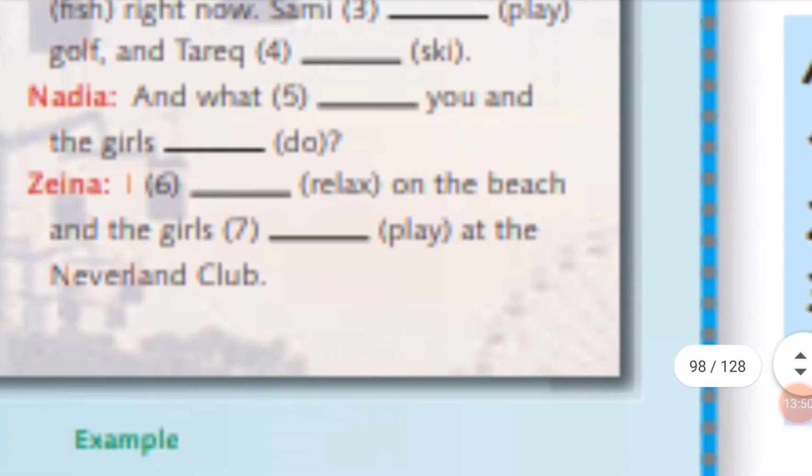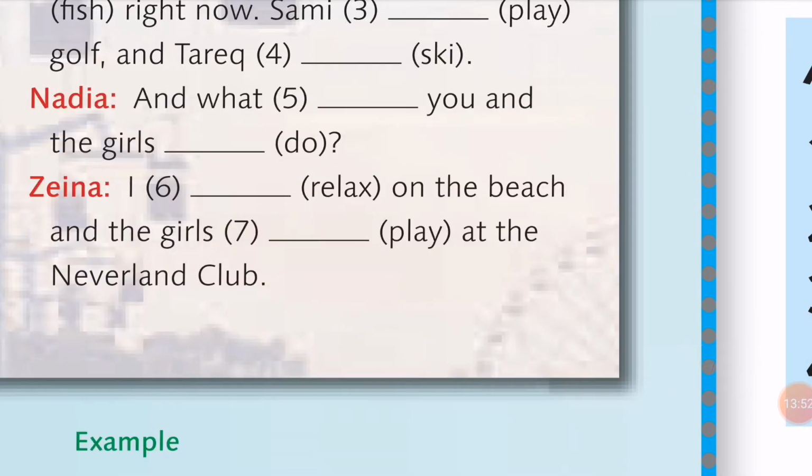Zena, I relax on the beach and the girls blank play at the Neverland Club. I hear the sentence here, an affirmative sentence in present progressive. So I, according to the rule, you have to add am and relaxing. Okay, so the answer here: I am relaxing on the beach, and the girls here, plural girls, because of the plural, the girls are playing at the Neverland Club.